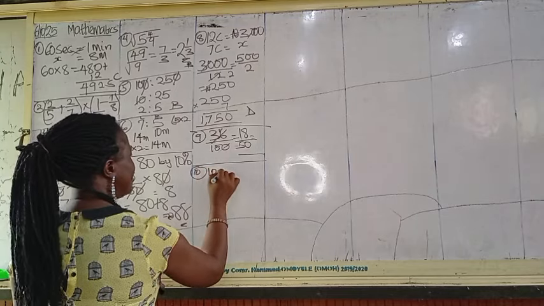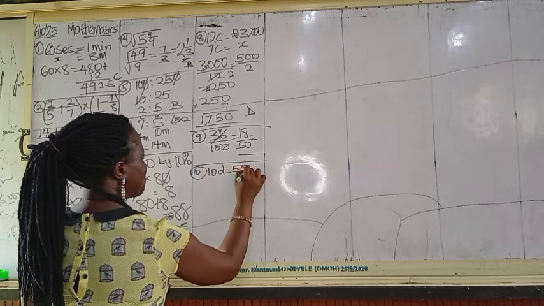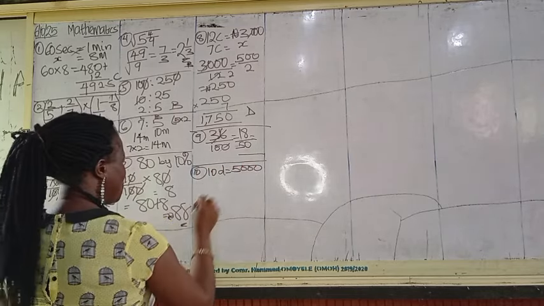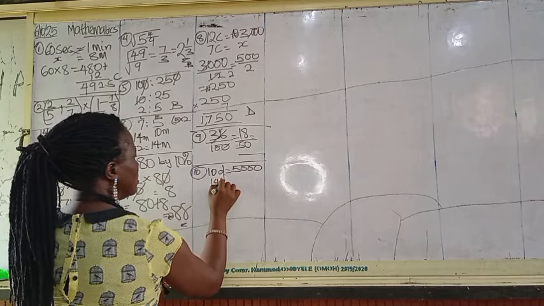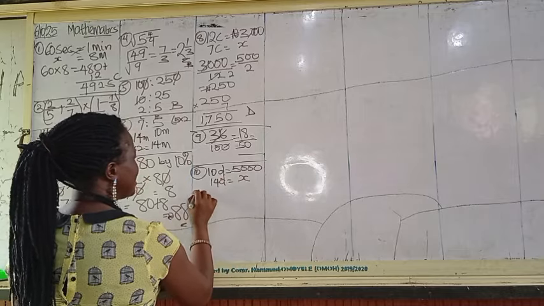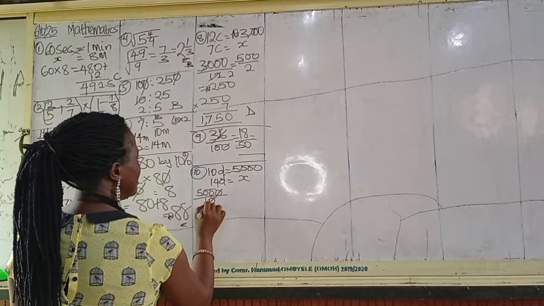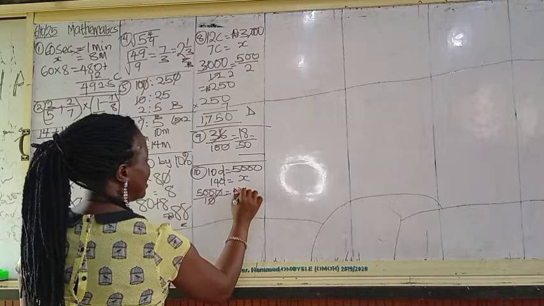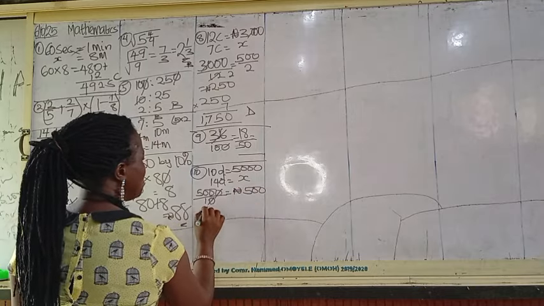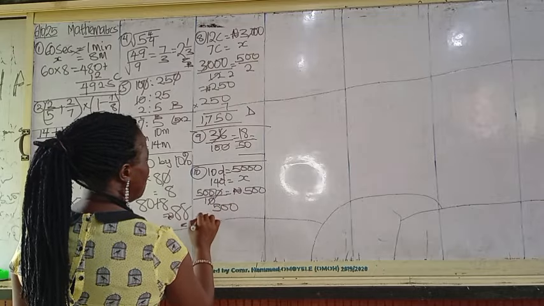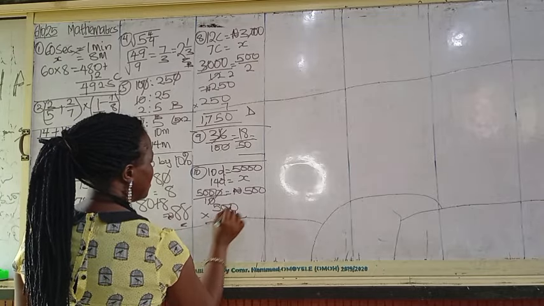For 10 days, you got 5,000 naira. And now 14 days is unknown. So let's take 5,000 divided by 10. Take this, take this. So that is 500 naira. And that will be 500 multiplied by 14.